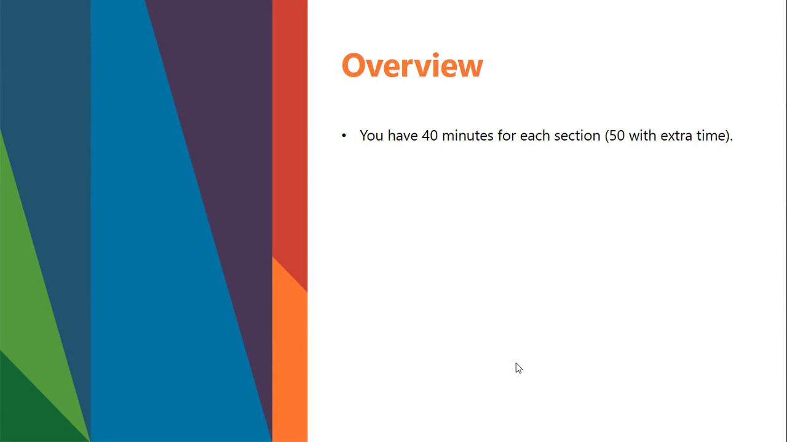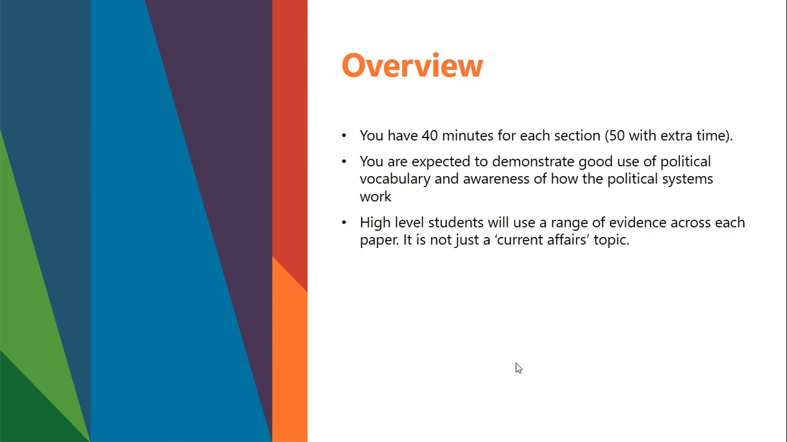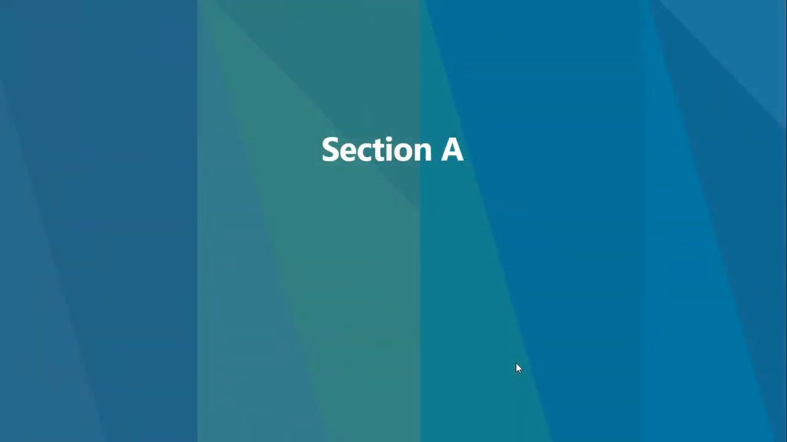So you've got 40 minutes for each section of the paper. If you get extra time, that's 50. And you're expected to demonstrate good use of political vocabulary, as well as awareness of how the political systems work. Those reaching higher levels will use a range of evidence across the paper. It's not just current affairs, it's things that have happened in the past. For example, Clinton and Reagan are as valid as Trump and Obama. Thatcher and Blair are as valid as May and Johnson. And you should be able to establish a pattern to compare historical norms with current situations.